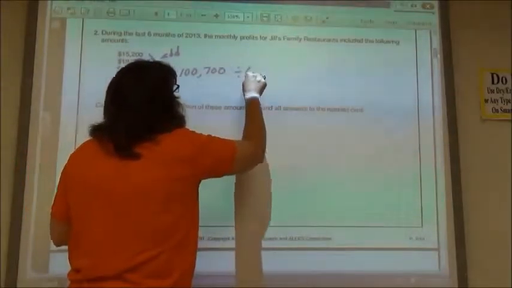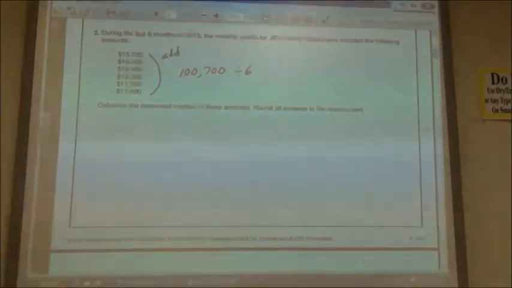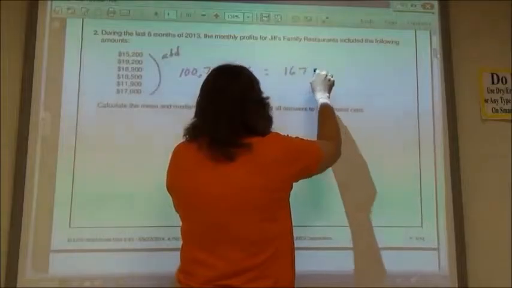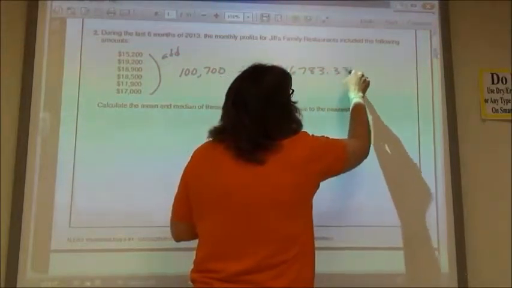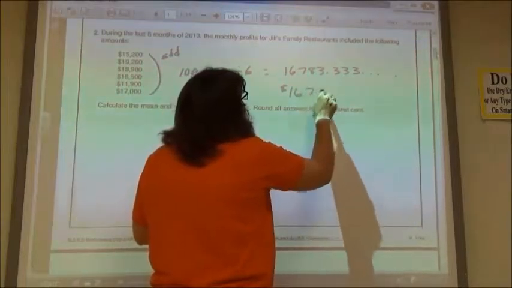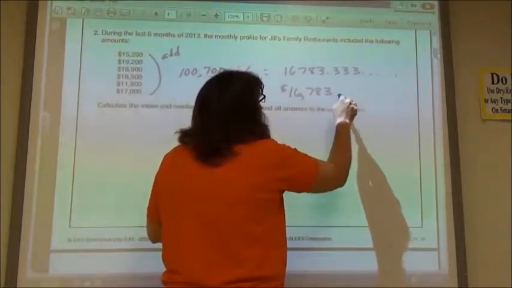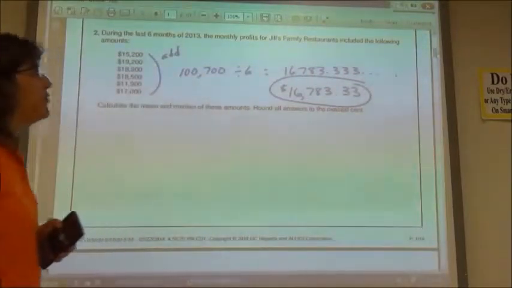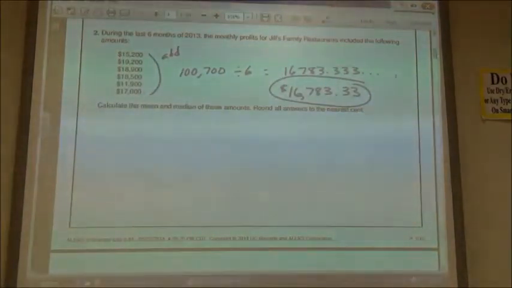6 months, the median value, or the mean value I mean, divide that by 6, my mean value, I get $16,783.33333333. So $16,783.33 is where they round that off to. Since there's 3 behind it, we don't have to round it up.